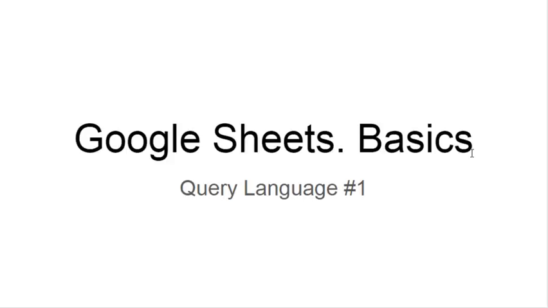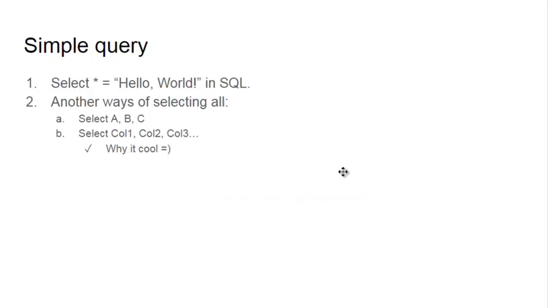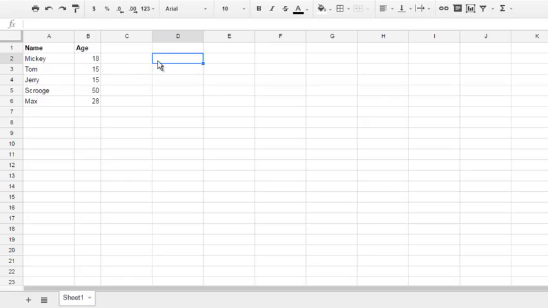Hello, this is Query Language video number 1 in course Google Sheets Basics. I will show you a simple query. Select asterisk, which is like hello world in SQL, and another way of selecting all. Select column A, B, C, or select col1, col2, col3, and I'll show you why the second way is much cooler. Look at this simple table.